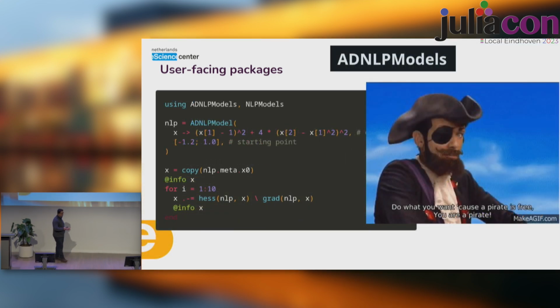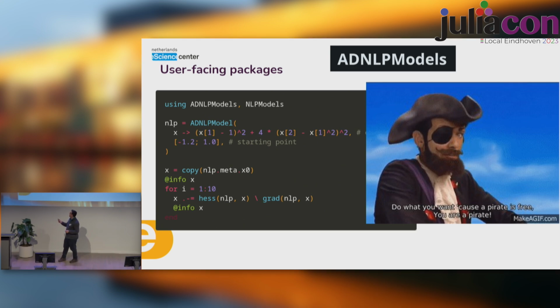The other user-facing package that we have is ADNLPModels. And the basic idea is you just give a function here, and you say, this is the function that I want to minimize. You have a starting point. This is a traditional optimization problem. So minus 1.2 and 1.0, this is a Rosenbrock function. And then you just get the derivatives automatically using, in this case, ForwardDiff.